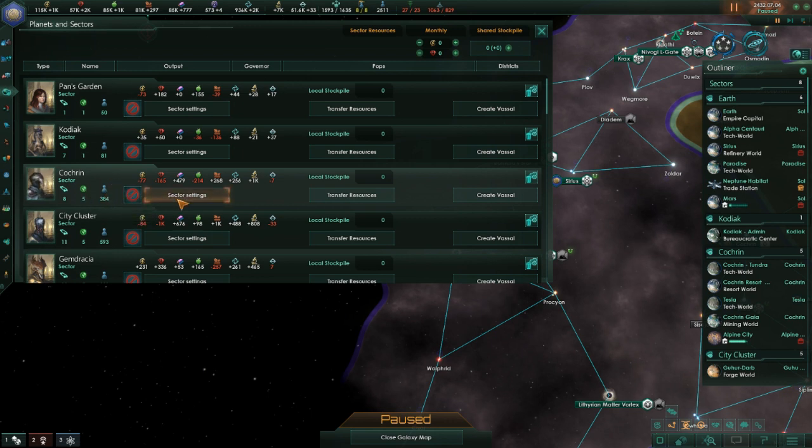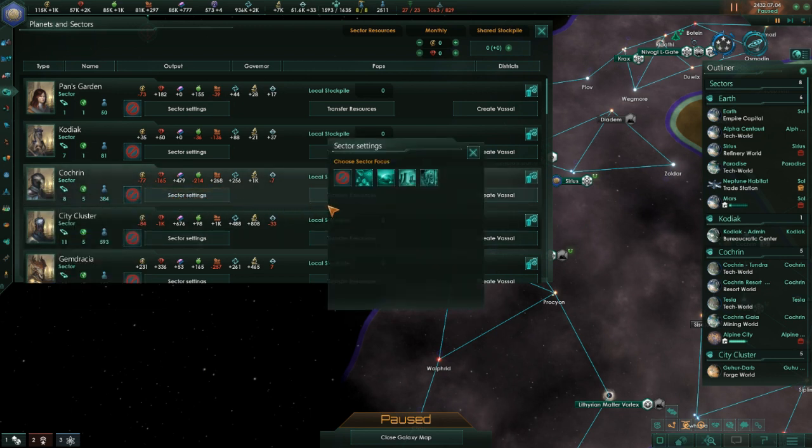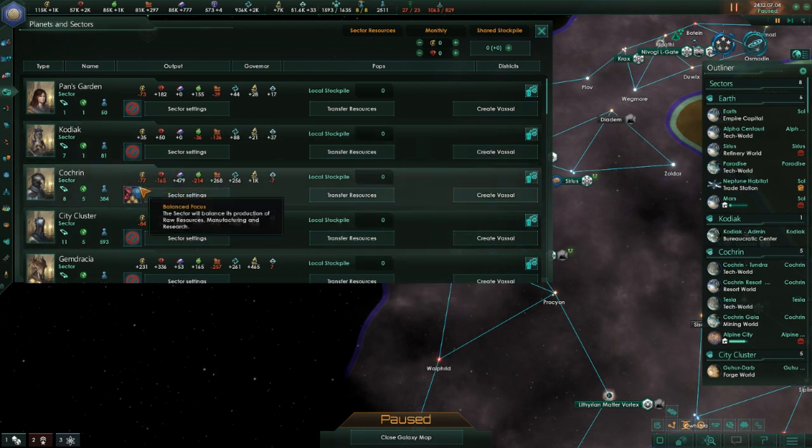Your sector setting, if I don't want to have to mess with these planets, I can click this, and I can actually have the AI take over. So I can have them a balanced focus. Boom. Now I don't have to really worry about these planets anymore. The AI will actually take care of them for me.